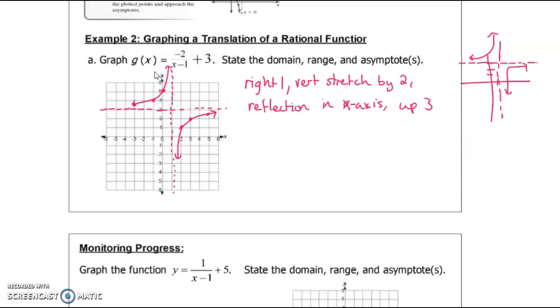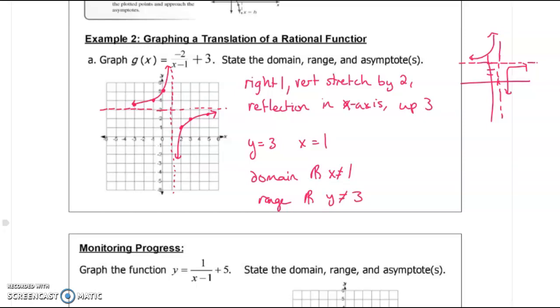All right, and then it says state the domain, range, and asymptotes. Well, so your horizontal asymptote is at y equals 3. Your vertical asymptote is at x equals 1. Your domain is all real numbers except x is not equal to 1. And your range is all real numbers except y is not equal to 3.